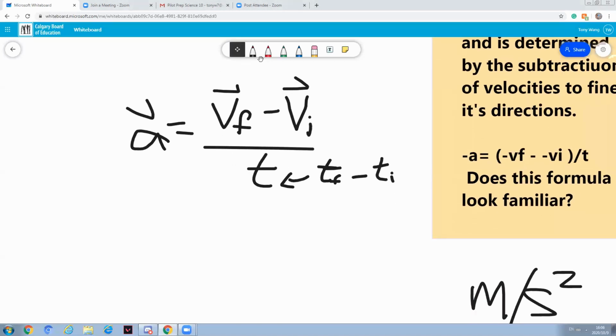Okay, anyways, so now the question is, does this formula look familiar? Do you know what a slope is? Change of y over change of x. You know, that math thing on graphs. No? Okay, well, this will take up some time.